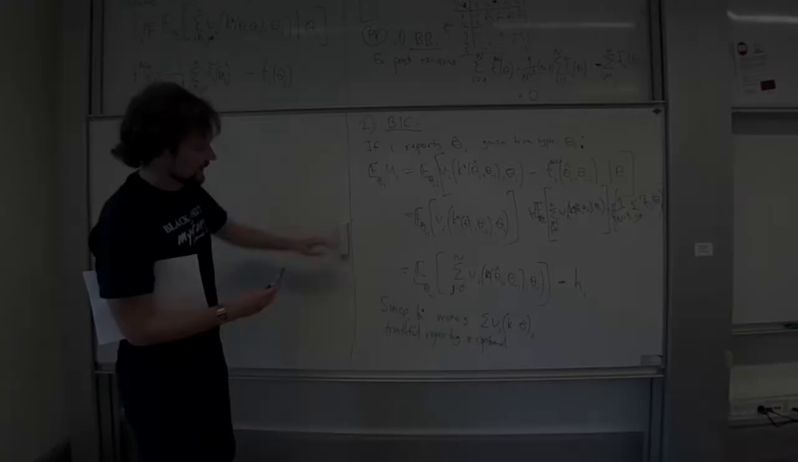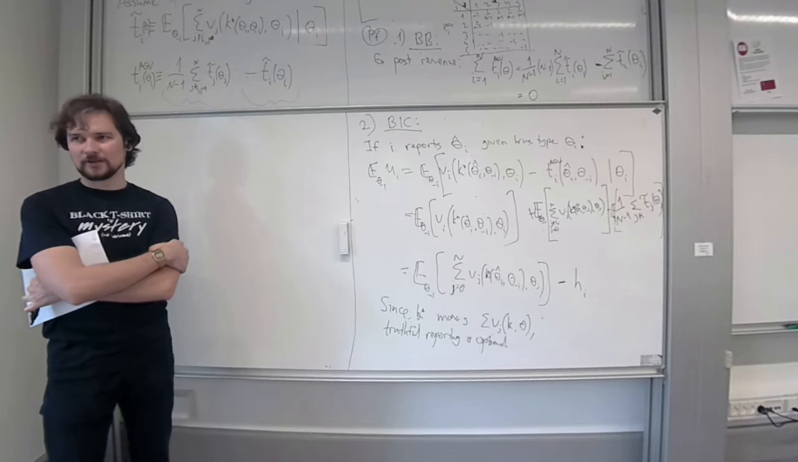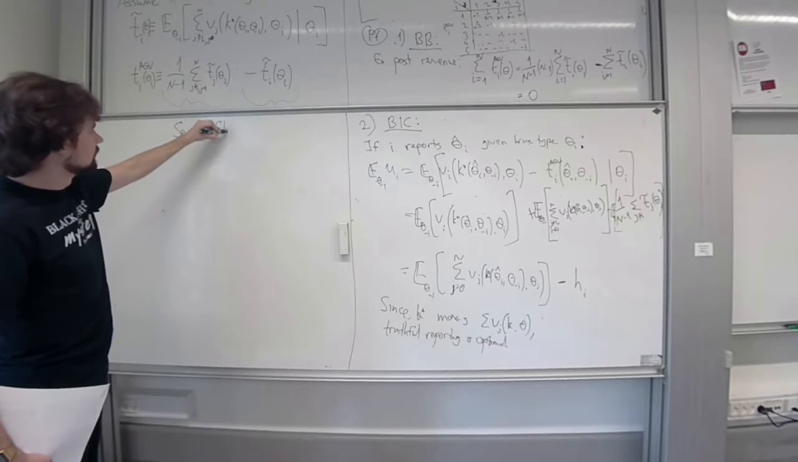We will ask the following question. Have we actually chosen the right thing as our efficient allocation? So this is the chapter on social choice theory.